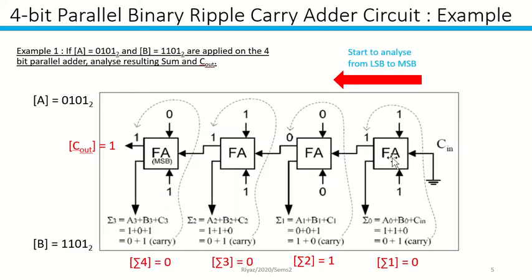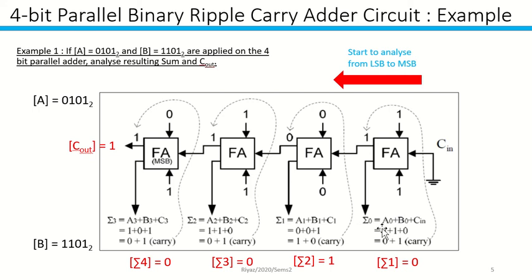So how you're going to do this is you need to start from right to left. So you have to start from the LSB to the MSB. You have already written everything: 0 1 0 1, and 1 1 0 1. Now we're going to add in C in, which is the 0.